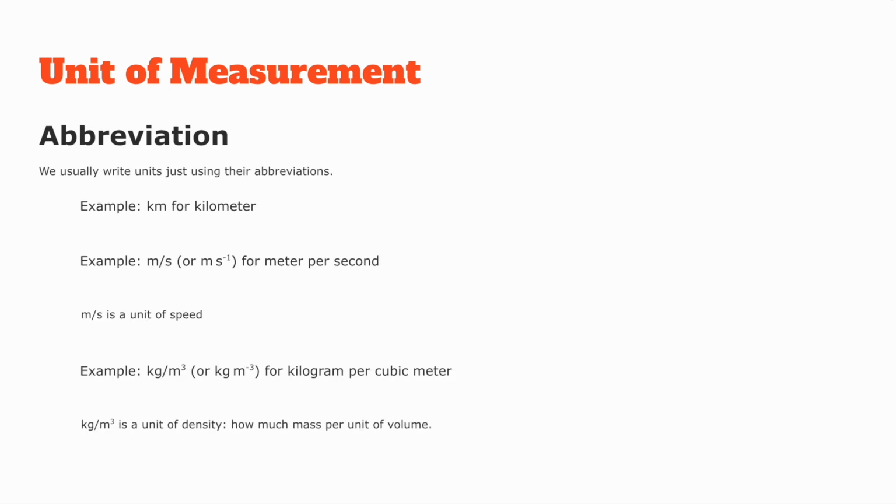Now let's look at abbreviation. We usually write units just using their abbreviations. For example, we say km for kilometer, and also we say m/s for meter per second. And we also say kg/m³ for kilogram per cubic meter.